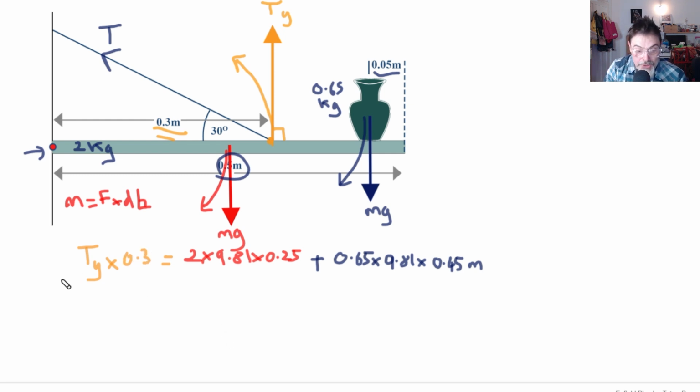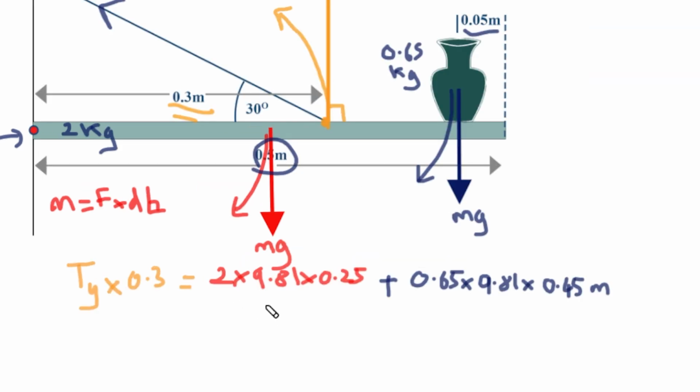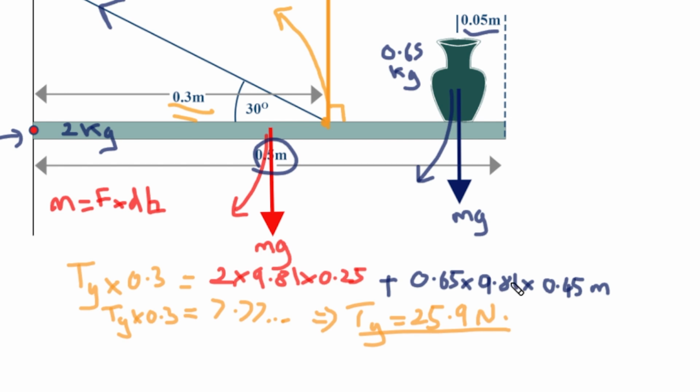So we are now able to use this lot to get us a value for Ty, and then from that we can get a value for T that we actually want. When you put the numbers into your calculator, you will get here that Ty times 0.3 is going to be equal to about 7.77, and some other little digits that we're not interested in. And that in itself implies that Ty is going to be equal to 25.9 newtons. But that of course isn't the answer. That's the value for Ty.